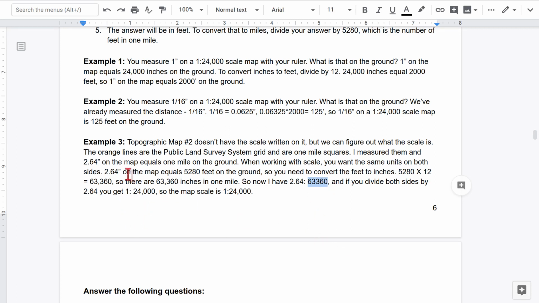So what we wanted to get was the scale. When you're figuring out the scale, the units on both sides have to be the same. When we started, we had an inch on the map to 1 mile on the ground. But what we really want is inches on the map to inches on the ground. So once we have 2.64 inches on the map equals 63,360 inches on the ground, if we divide both sides by 2.64, you get 1 to 24,000. And so the map scale then is 1 to 24,000.